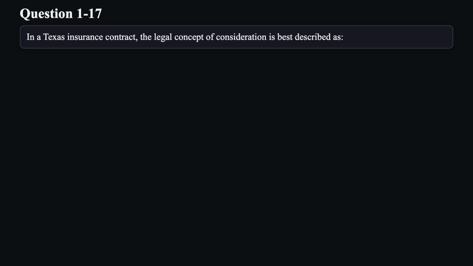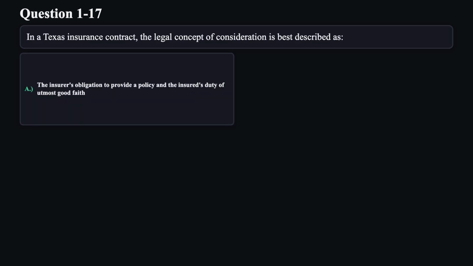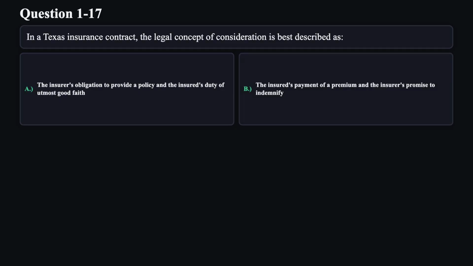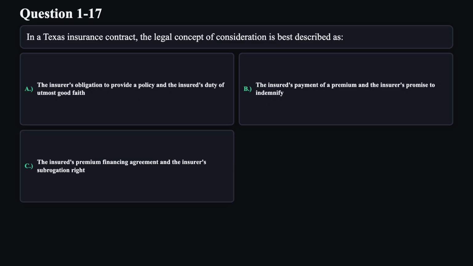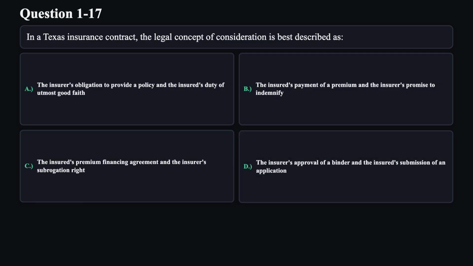Question 17. In a Texas insurance contract, the legal concept of consideration is best described as A. The insurer's obligation to provide a policy and the insured's duty of utmost good faith. B. The insured's payment of a premium and the insurer's promise to indemnify. C. The insured's premium financing agreement and the insurer's subrogation right. D. The insurer's approval of a binder and the insured's submission of an application.